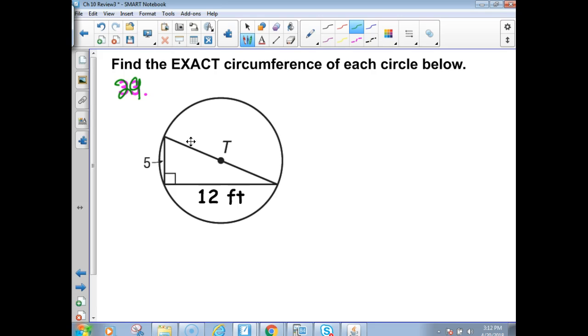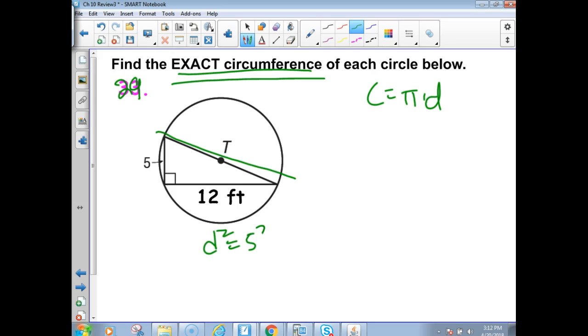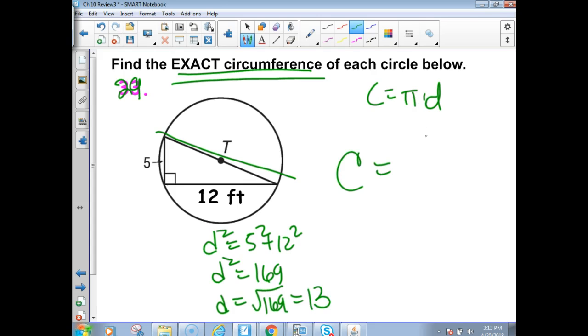29, Pythagorean theorem, and then find the exact circumference. Circumference is pi times the diameter, so we're going to figure out the diameter by Pythagorean theorem. D squared equals 5 squared plus 12 squared. Yep, that's 169, and then you take the square root, and you get 13, right? And then you say, okay, circumference is 13 pi, and it'd be in feet.